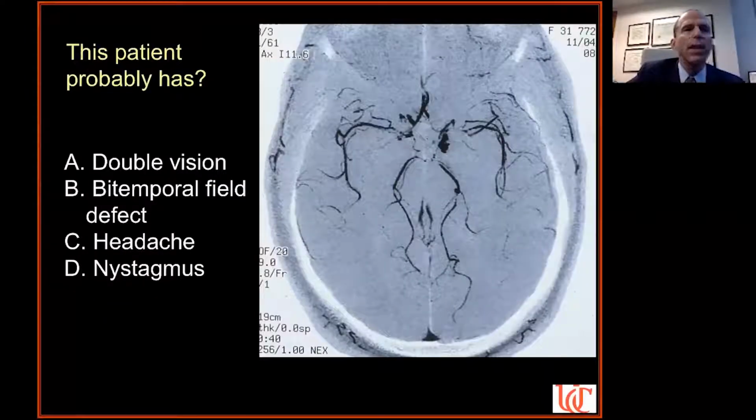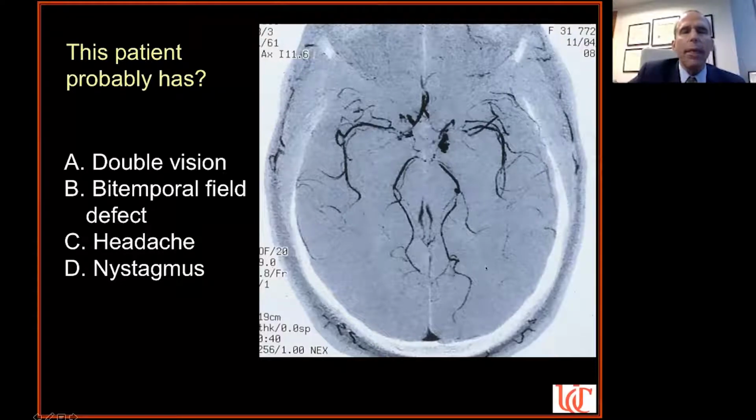I think this is our last audience polling slide. This patient probably has which of the following? This is an MRA: double vision, bitemporal field defect, headache, or nystagmus. So the same choices as the last question, but a different neuroimaging study done. Give you a few seconds to vote. I got about a third of the people said double vision. About half said headache. A lot of people get headaches. Only a couple said nystagmus and a couple said bitemporal field defect. We can get rid of that polling there.